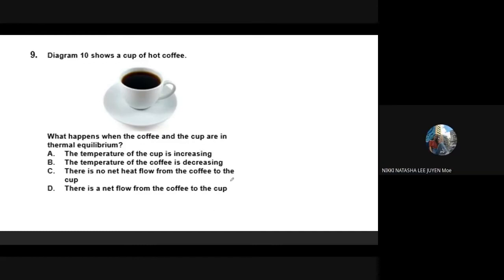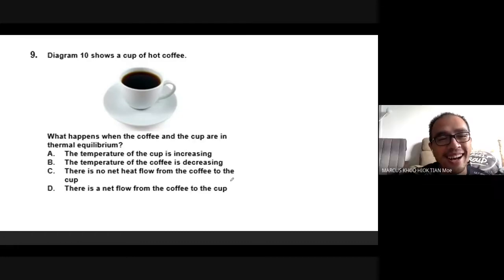C. Wait, no. I'm not sure. Okay, the answer is C lah. There is no net heat flow because the question says already in thermal equilibrium.